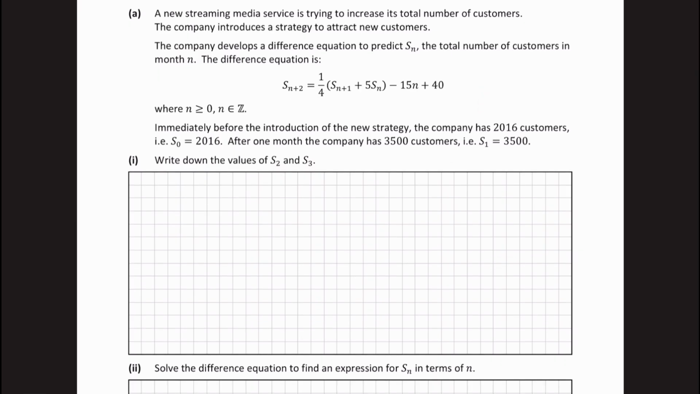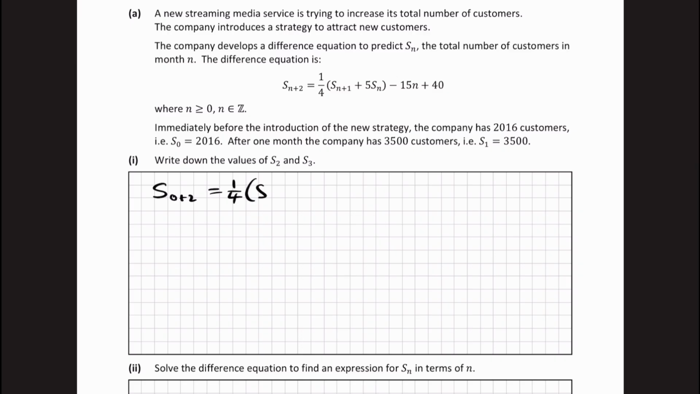But first, we're told that S0 is 2016, and then after 1 month the company has 3,500, so S1 is this. Write down the values of S2 and S3. So looking at your equation, can you replace the n's with zeros? Because if I put n as 0 here, that would make this part S2, which is what they're looking for. So replace your n's with zeros.